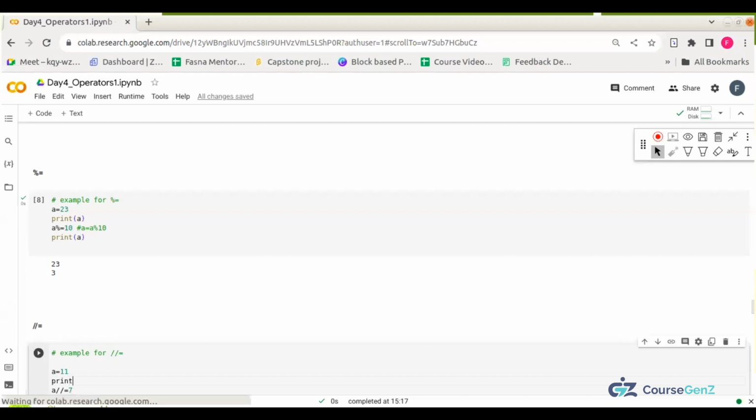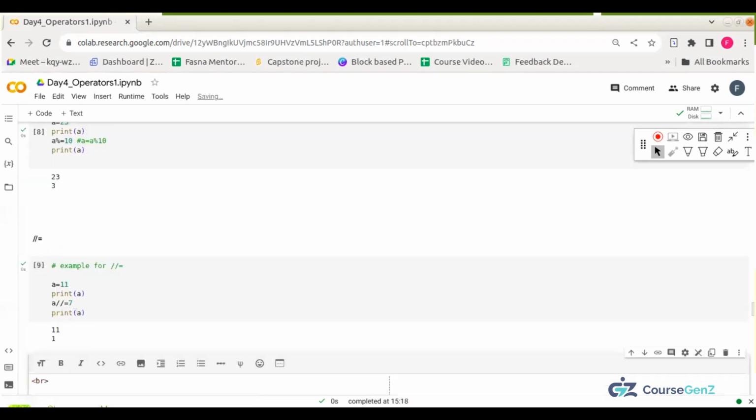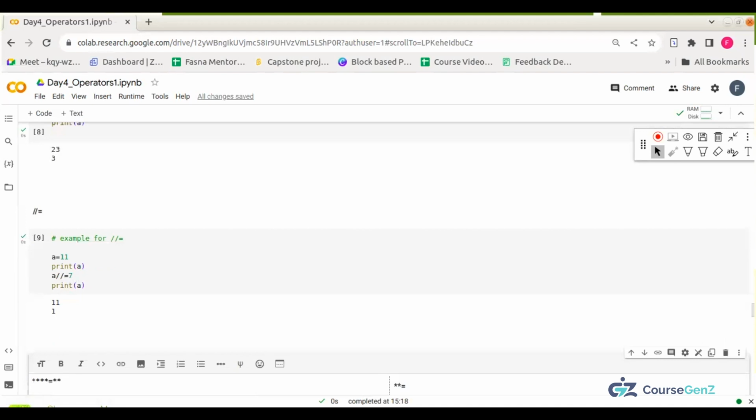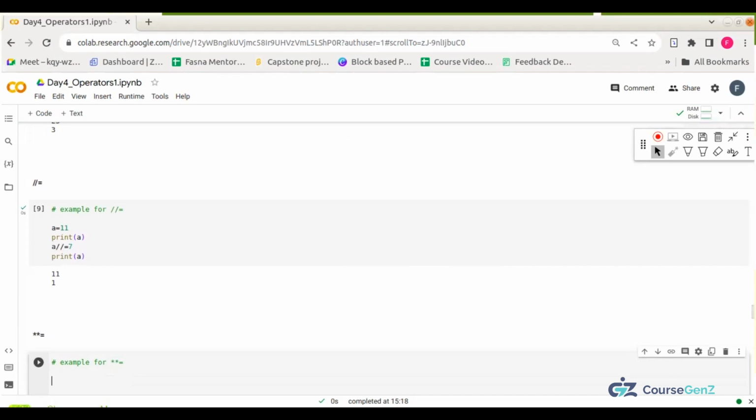Let's try printing A here also. So it will be, how many 7s are there in 11? Very good, it will be 1. I think it's clear. Is there any doubt? Okay. Then comes star star equal to. Which operator is star star? Very good, it's raised to the power.